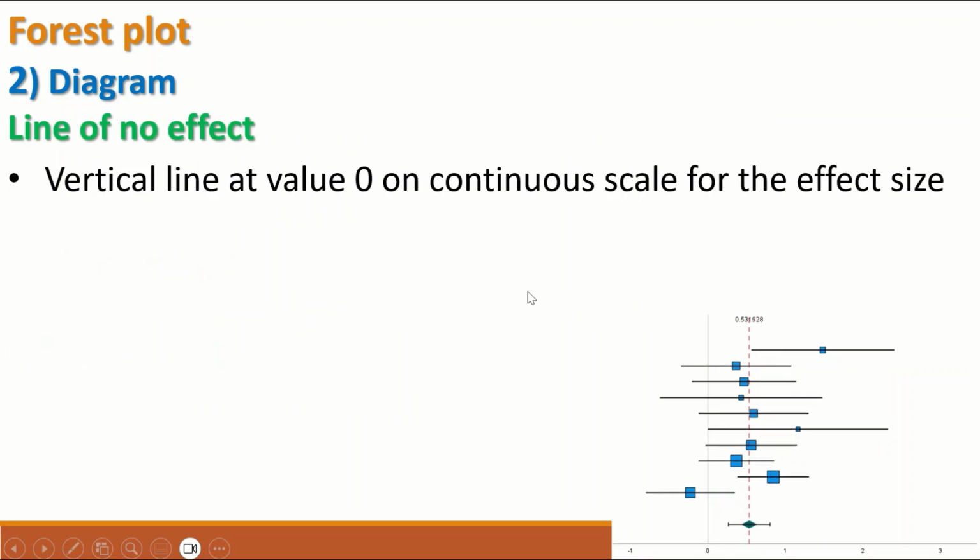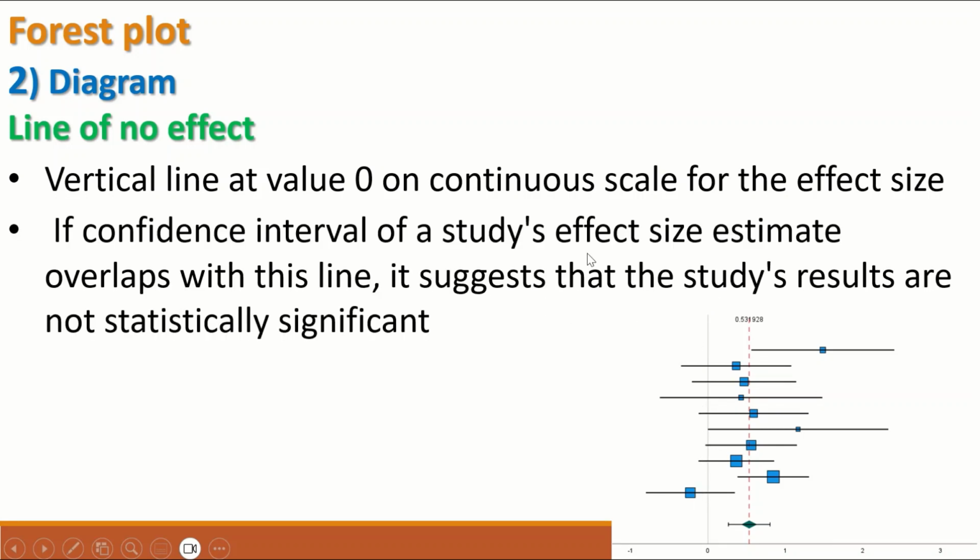As I have described previously, the vertical blue line here at a value of 0 on a continuous scale, for a continuous outcome, is the line of no effect. If the confidence interval for the study effect size estimate overlaps with this line, the 0 line, that suggests that the study results are not statistically significant.